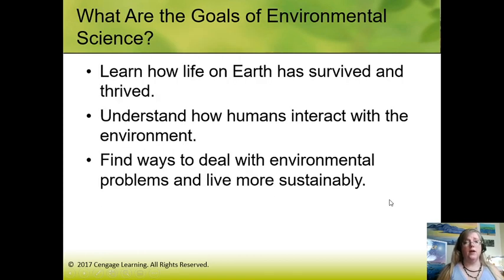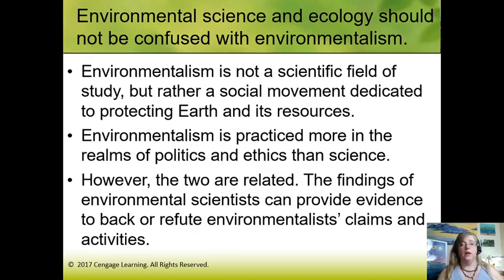For your test. Okay, so the goals of environmental science are to learn how the life on Earth has survived and thrived, and to understand how humans interact with the environment, and to find ways to deal with the environmental problems and to live more sustainably. These are going to be real important for you. There's 3 goals of environmental science. They're easy, right? We want to learn how the life on Earth has survived and thrived. We want to understand how the humans interact with the environment, and we want to find ways to deal with environmental problems to live more sustainably on into many generations.